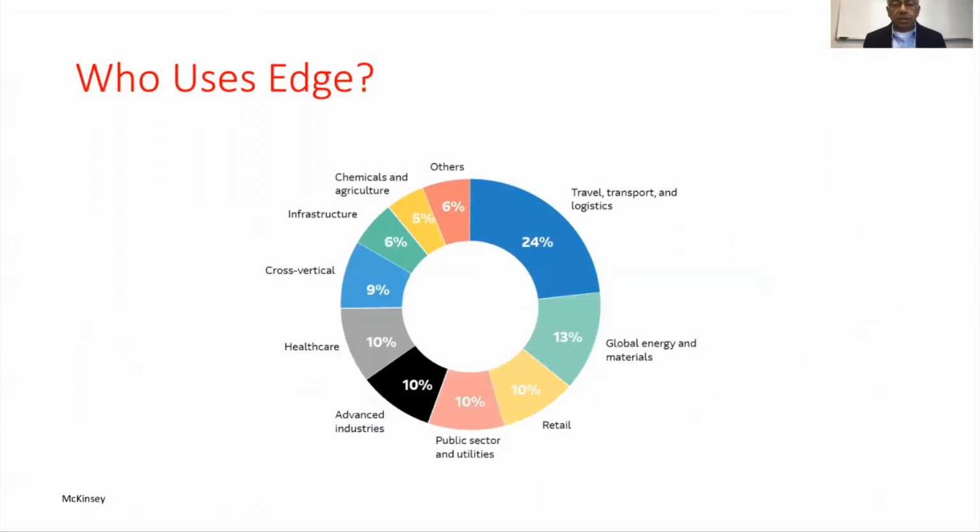So who uses edge? Like I said, anybody who uses cloud should be using edge. If you look at the diagram, this is a diagram from McKinsey. Travel and transport, global energy, retail, healthcare, chemical, agriculture, everybody uses cloud, and because of that, everybody is going to use the edge. So I'm going to use the next slide, where I will characterize these edge workloads.